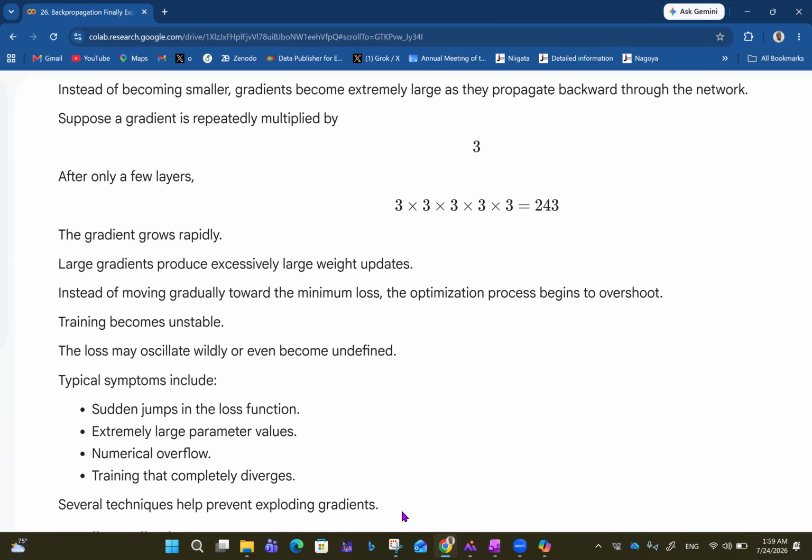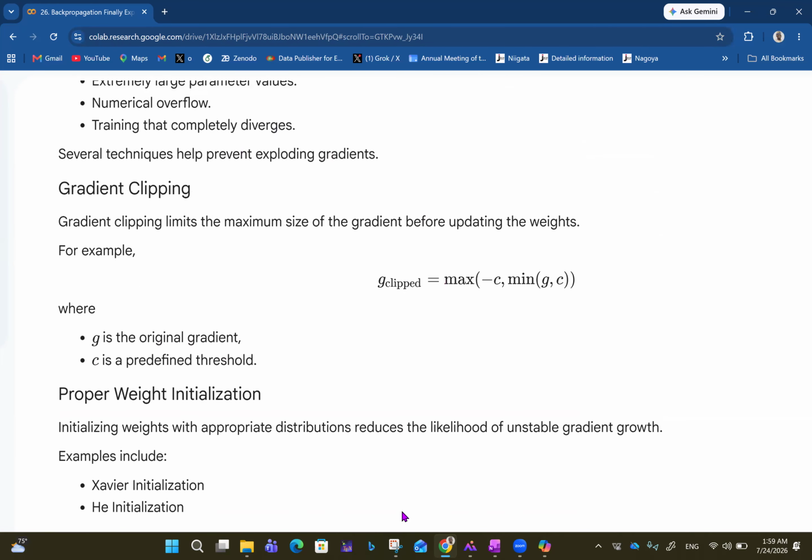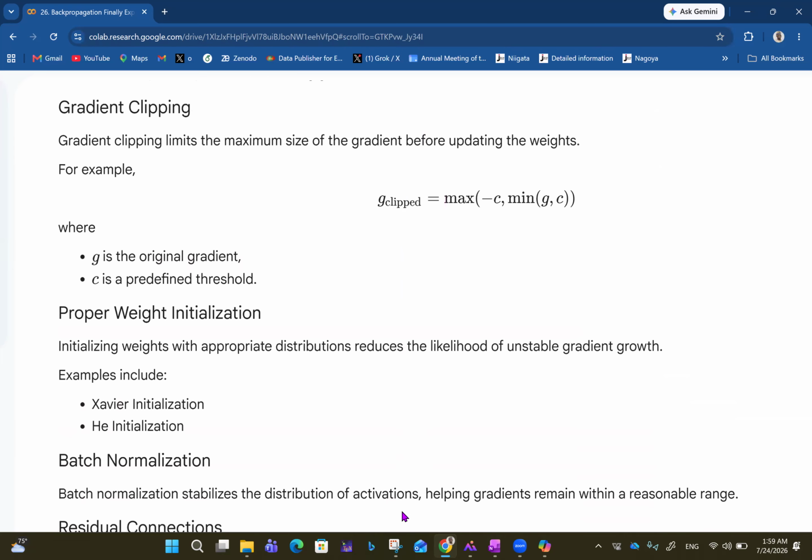Several techniques help prevent exploding gradients, like gradient clipping. You can clip the gradient to a particular value. If it exceeds that value, you don't take it. Gradient clipping limits the maximum size of the gradient before updating the weights. For example, G_clip can be the maximum of minus C and the minimum of G and C, where G is the original gradient and C is the predefined threshold.